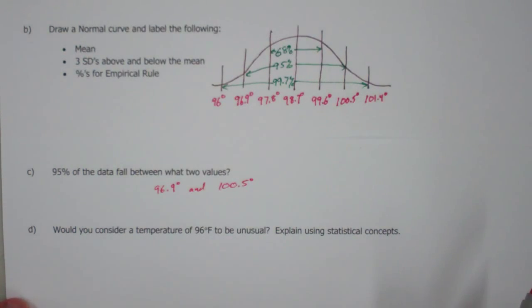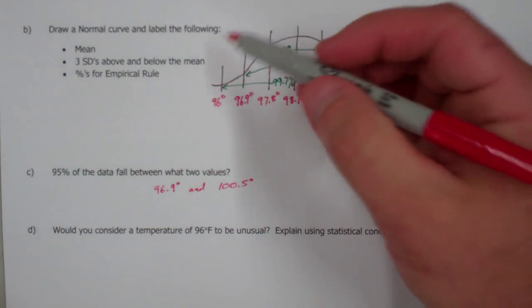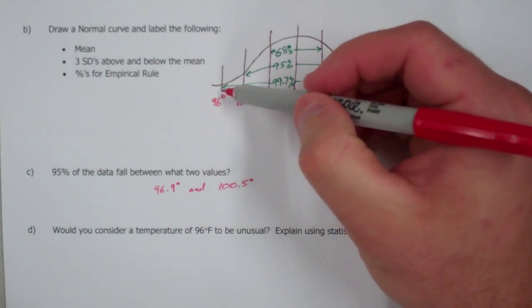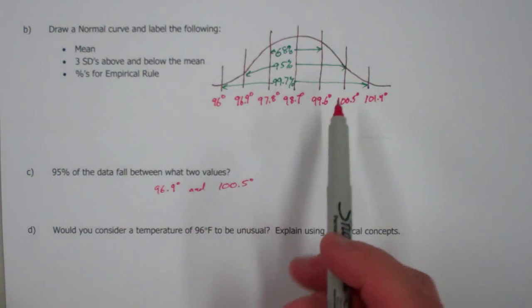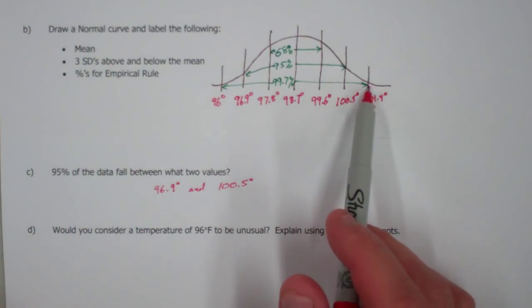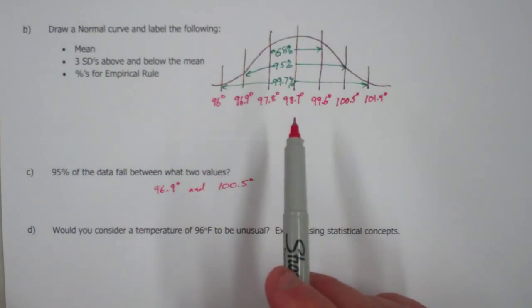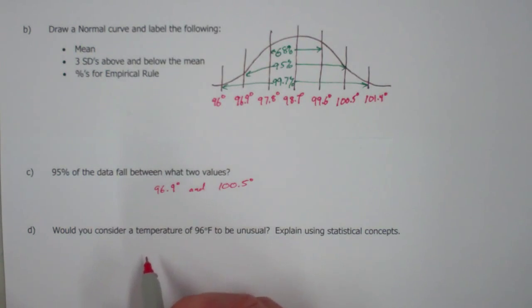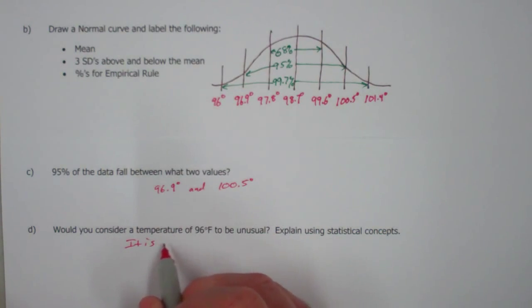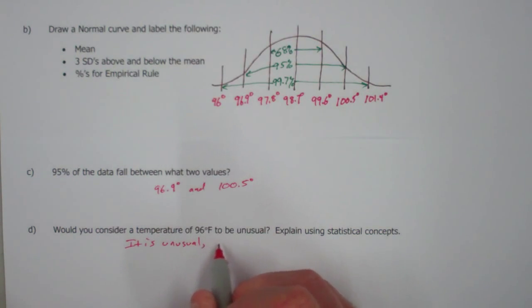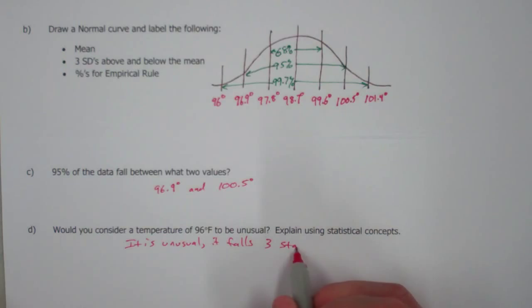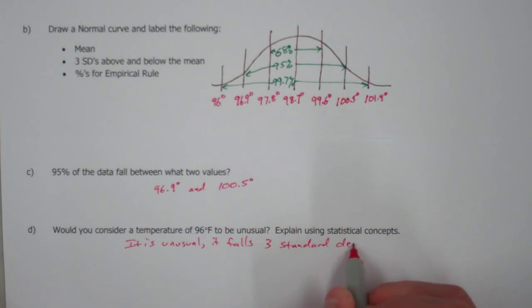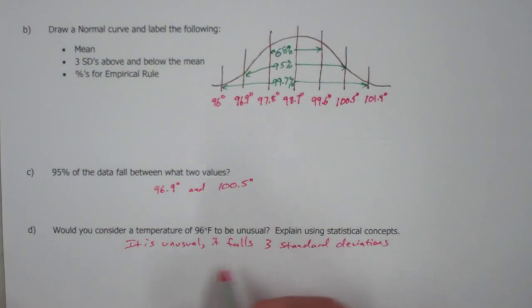Would you consider a temperature of 96 degrees Fahrenheit to be unusual? Explain using statistical concepts. 96 degrees is 3 standard deviations below the mean. That's pretty unusual. 99.7% of the data falls within 3 to the left and 3 to the right. And that's pretty far away from the mean. So I'm going to say it is unusual, it falls 3 standard deviations below the mean.